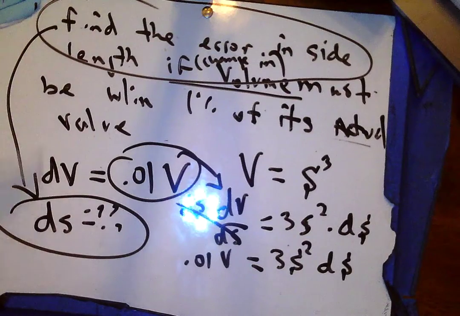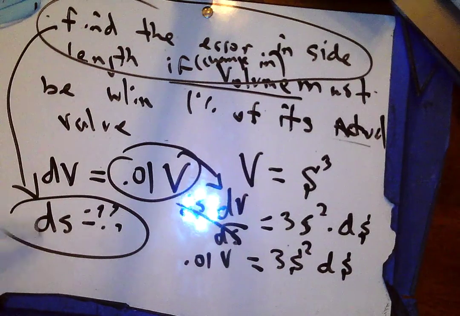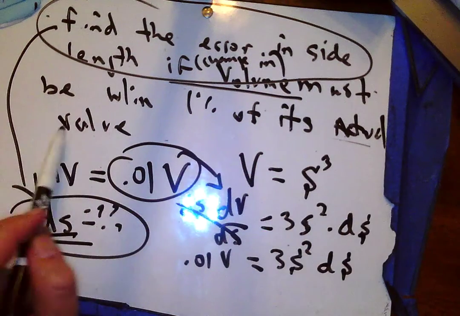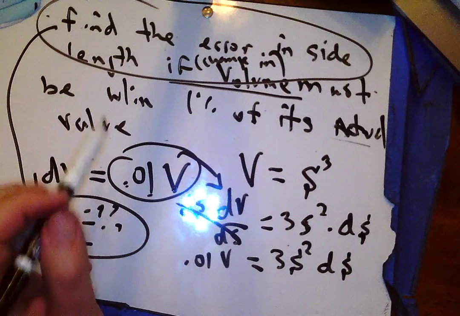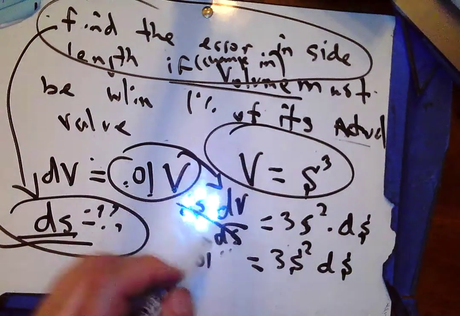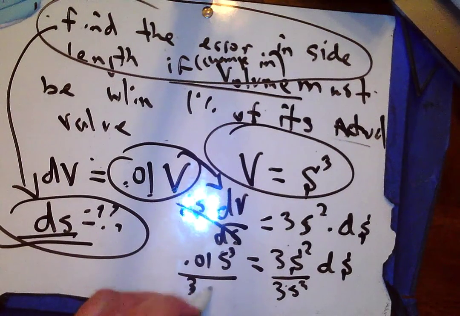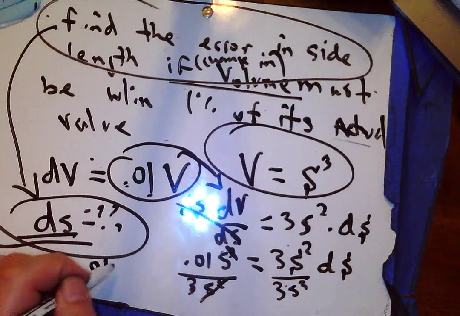Naming these things calculously can really, really help. Think intentionally about taking these English words and how do I describe that calculously? The error in side length, the variation, change in side length, that's my ds. The change in volume must be within 1% of its actual value. Change in volume is 1% of the actual volume. So we're almost done. V is s to the third, and then I divide by this 3s squared. And look, these cancel two of those, and I have 0.01.